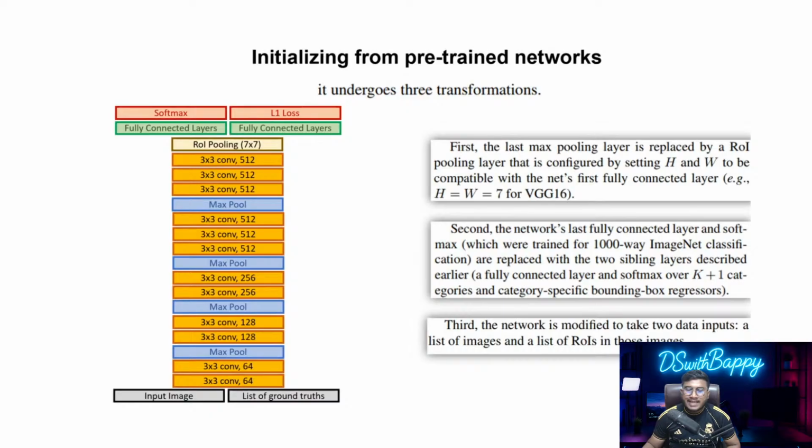Softmax is the activation function. This will give you the probability of each class.